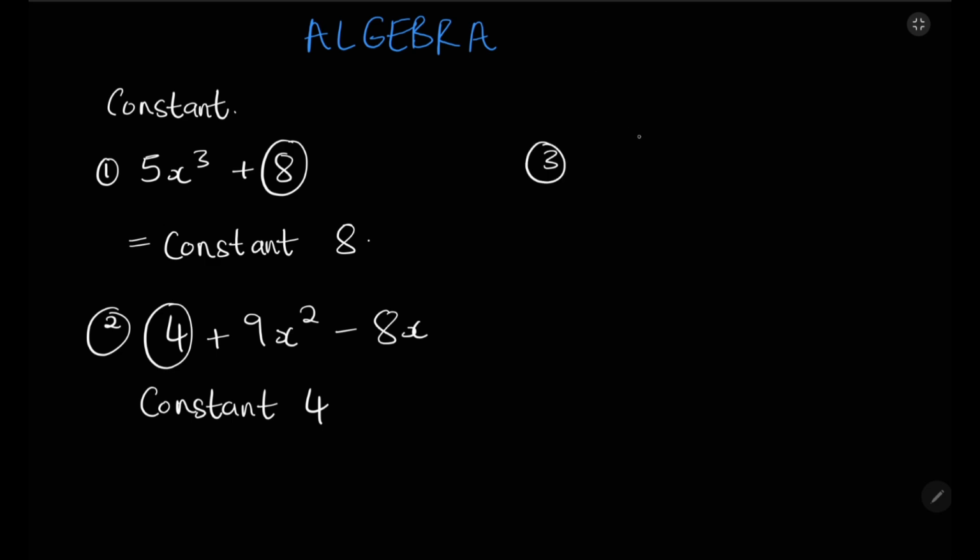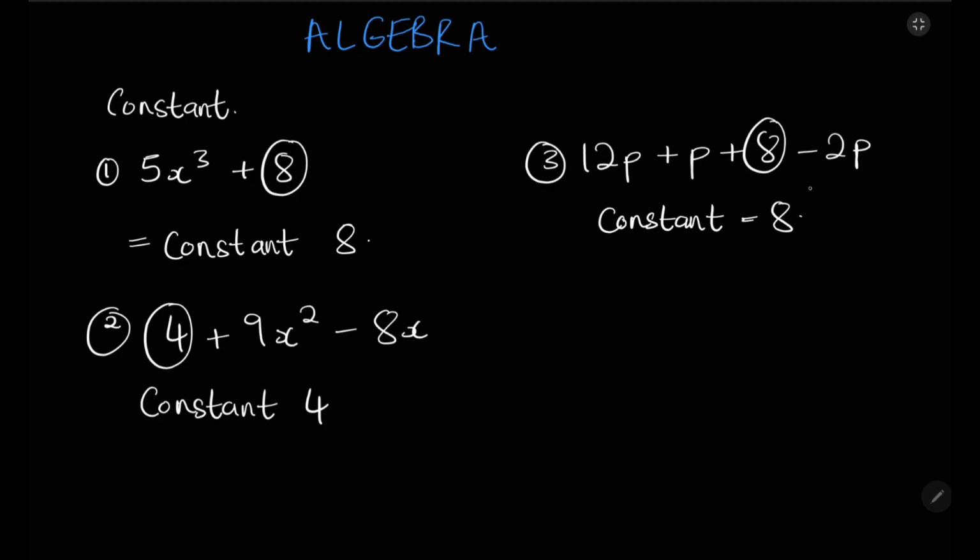Let's do number 3. What if we had 12p plus 8 minus 2p? What is a constant here? Your constant will be, you have 12p plus 8. 8 is a constant because it doesn't have a variable.